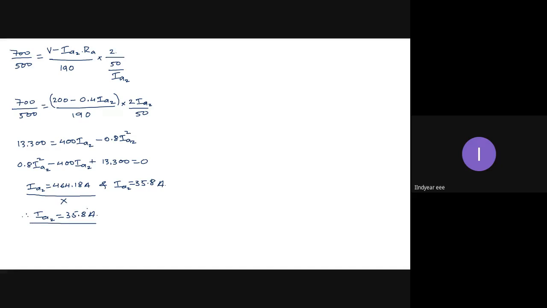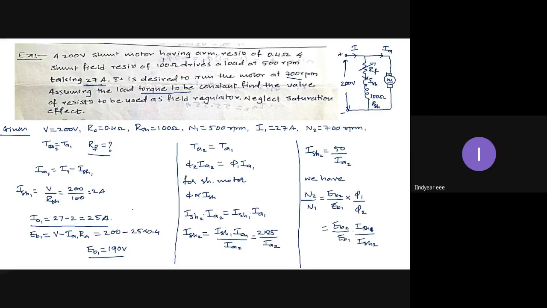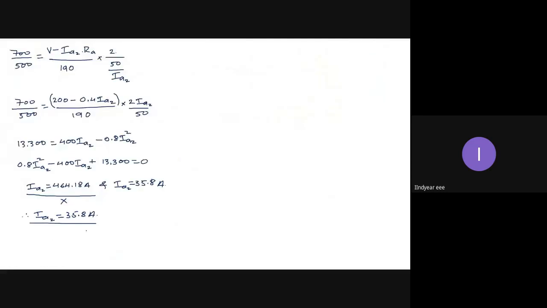IA2 is 35.8 amperes. Now, I have a relation here. ISH2 is equal to 50 by IA2. I can get ISH2 conveniently. So therefore, ISH2 is equals to 50 by IA2, so that is 50 by 35.8, which is 1.4 amperes.